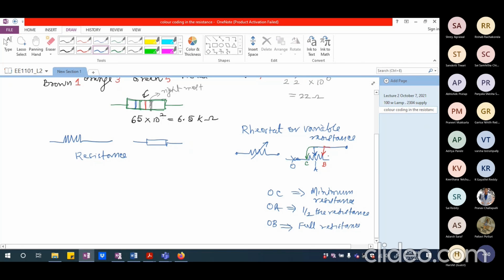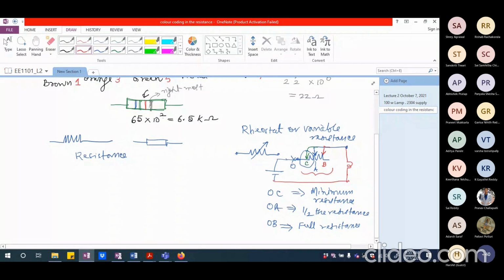You may require a high resistance in the circuit for whatever reason. Maybe you want to limit the current. Maybe you want to increase the current now, so you might reduce the resistance from OB to OA. If you want to increase the current further, then you may move it to OC. You get my point? So O is the fixed point that is connected probably to a battery or something, whereas this variable point is going to be connected, let us say, to a lamp or something like that. So you can increase or decrease the current by adjusting the point at which you are connecting the resistance. Is this clear?